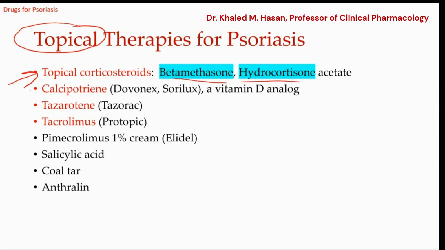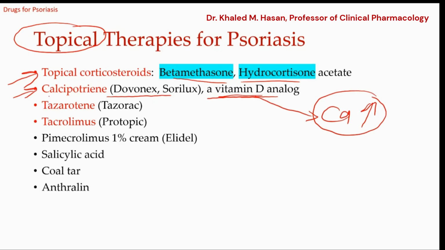Then we have calcipotriene and Dovonex for the treatment, and these are derived from vitamin D. If you want to remember this, vitamin D is closely related to calcium, correct? Vitamin D increases the level of calcium in the blood. So look at the first two letters here.